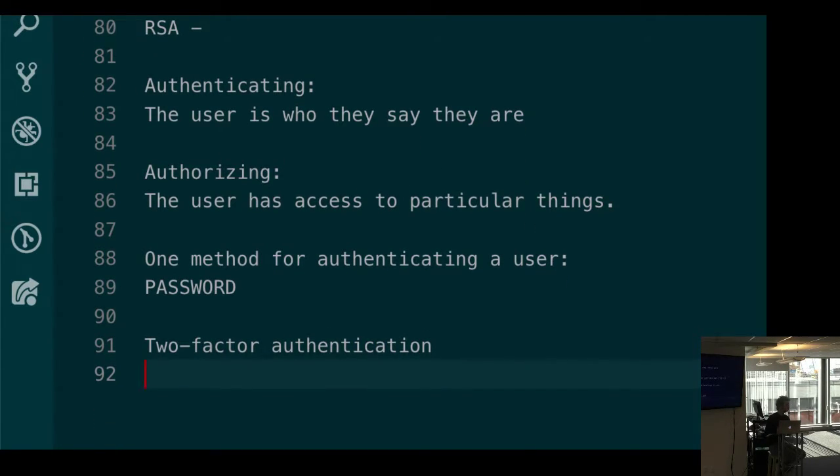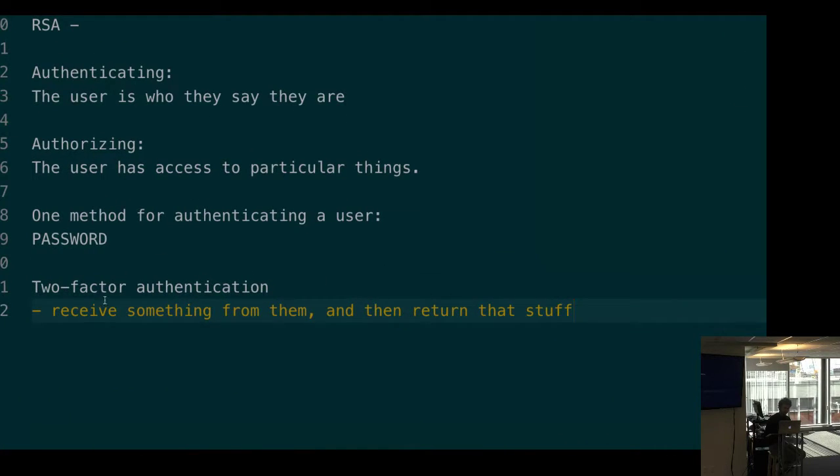What do you usually have to do when you see the word two-factor authentication? Right, receive something from them and then return that stuff. Fundamentally, this is the action that's happening. When we say two-factor authentication, often what that means is you receive a text message with a code, right? So you're trying to log in somewhere, and Google's like, "Oh, we've sent you a text. Please enter the text that you've found," the code.